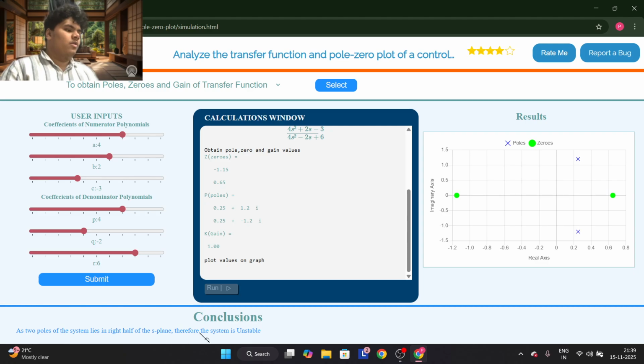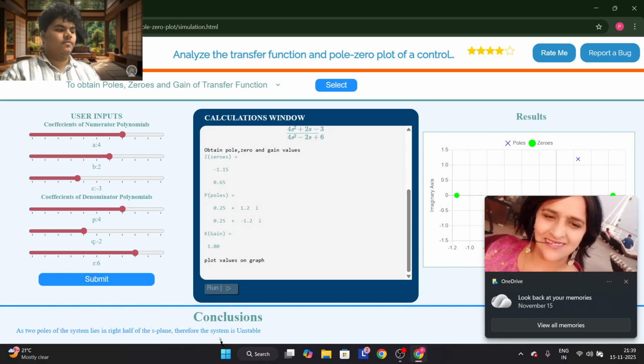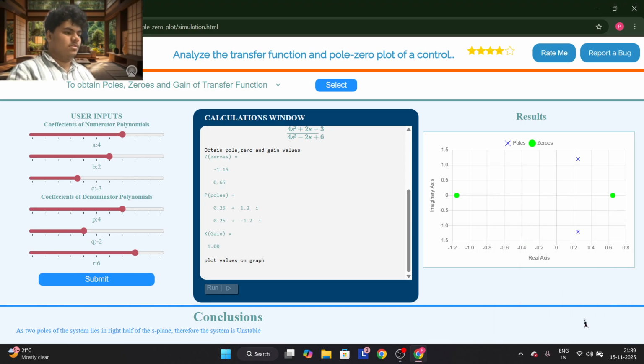So the conclusion: as two poles of the system lie on the right half of the S-plane, the system is unstable. If the two poles are on the right side of the S-plane, the system is unstable. If they were on the left half of the S-plane, then the system would be stable. We can try to bring this to the left half. Let me try.